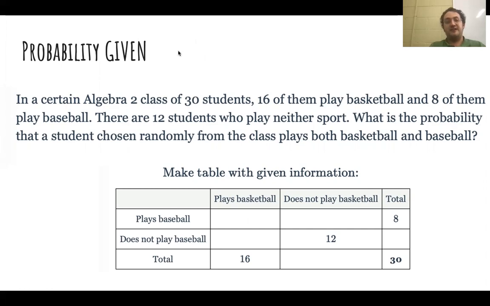And we have 30 students in total. So that's the total. We have 8 students that play baseball. And we have 12 students that do not play either sport. So this is does not play and does not play. And 16 that play basketball. So you can see where the numbers lie in our table. And it's asking us, what is the probability that a student chosen randomly from the class plays both basketball and baseball? So we want both.